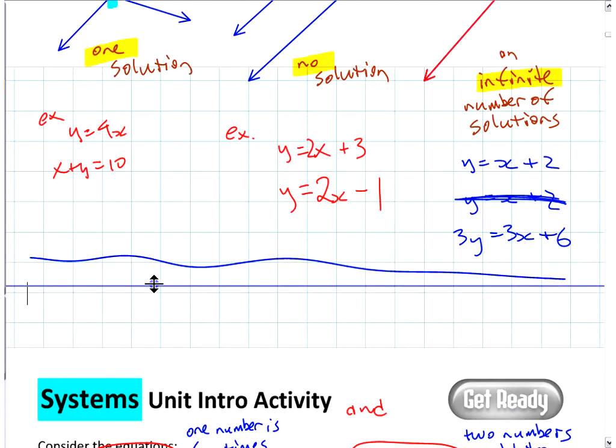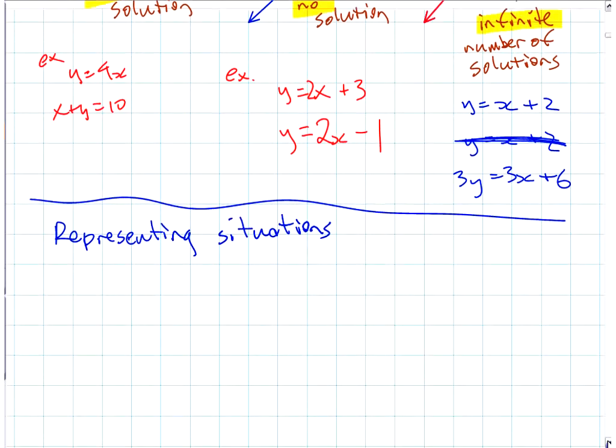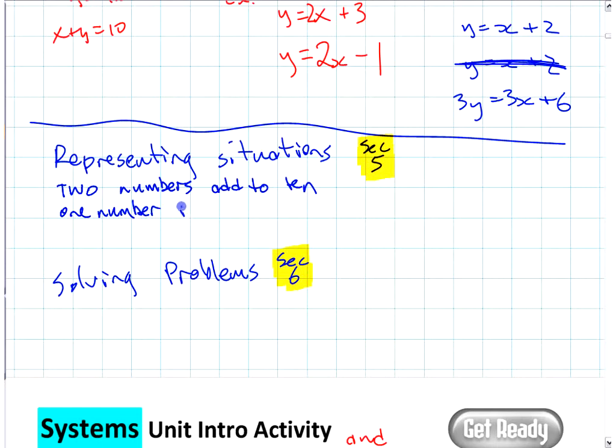The last two sections are solving problems, okay? Representing situations and solving problems. Representing situations is section 5. Solving problems is section 6. Representing situations, you've had a lot of background in this in grade 8 and 9. You know the situation we had here? We'll use the example. 2 numbers add to 10. One number is 4 times the other. Let's stick with the words here.